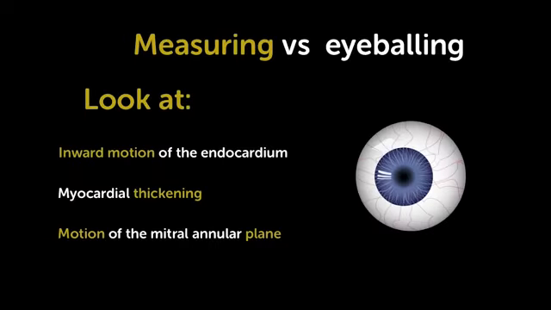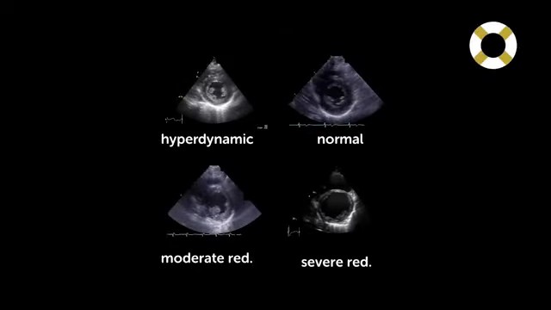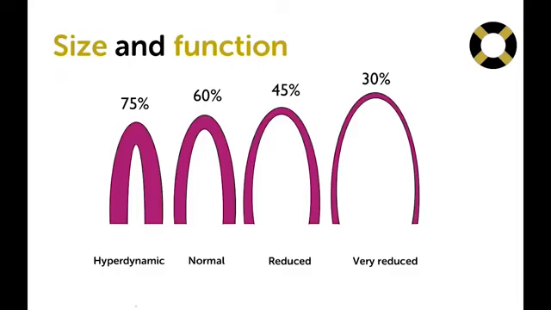When looking at left ventricular function, I talked about the importance of eyeballing, and there you will have to look at inward motion of the endocardium, myocardial thickening, and the motion of the mitral annular plane. I gave you some examples and showed you how I would quantify these left ventricles, ranging from hyperdynamic to severely reduced. I strongly emphasized that there is a relationship between the size and the function of the left ventricle, and that you tend to overestimate left ventricular function in small ventricles.